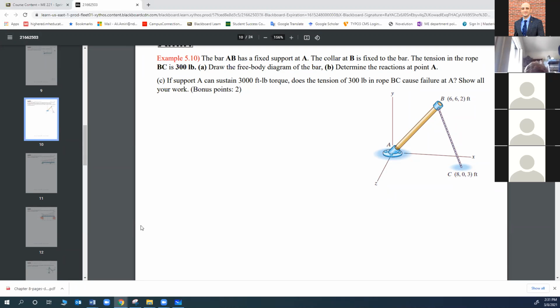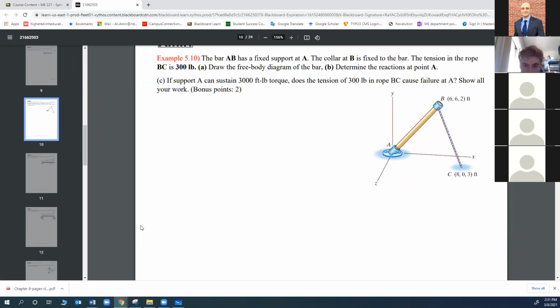This also has been an exam problem. The bar AB has a fixed support at A. The collar at B is fixed to the bar. The tension in the rope BC is 300 pounds. Draw the free body diagram of the bar. Find the reaction at point A.